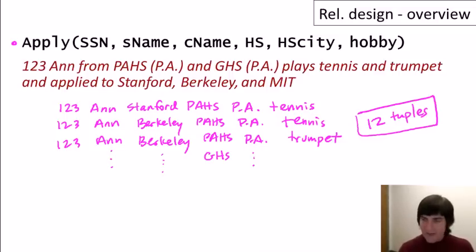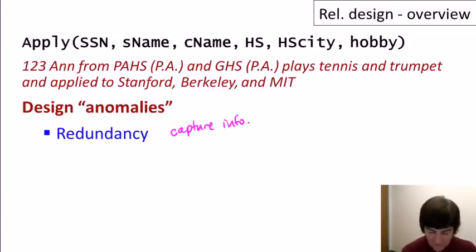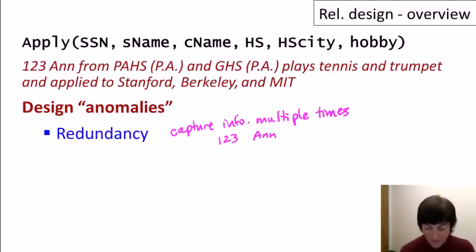Now, do we think that's a good design? I'm going to argue no, it's not a good design. There are several types of anomalies in that design. First of all, we capture information multiple times in that design, and I'll give some examples of that. For example, how many times do we capture the fact that 123, the social security number, is associated with a student named Anne? We capture that 12 times in our 12 tuples.